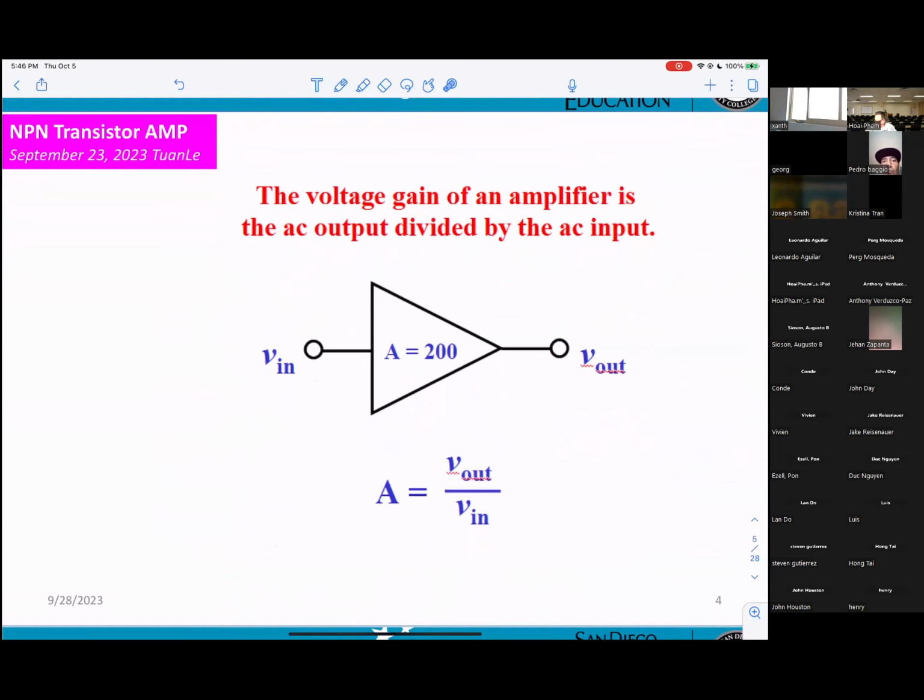Now, the voltage gain of an amplifier is the AC output divided by AC input. You get a V in. You get a V out. You get the gain equal to 100. So the voltage gain equal V out divided by V in. That's a very, very basic definition.